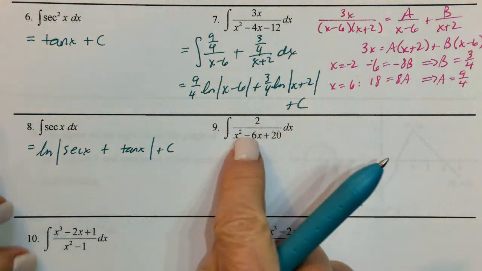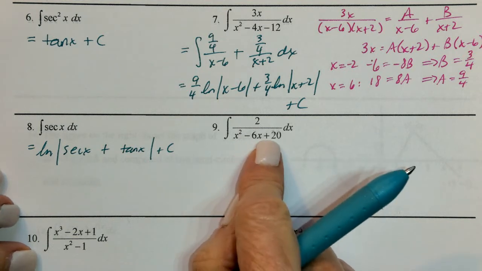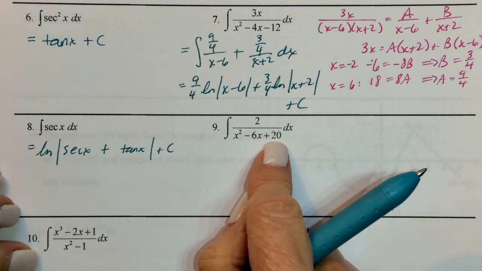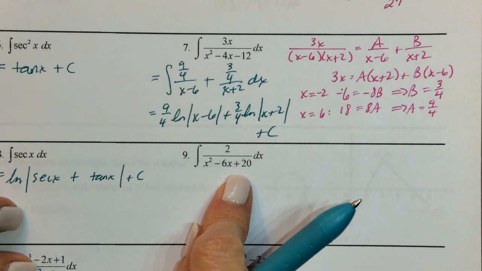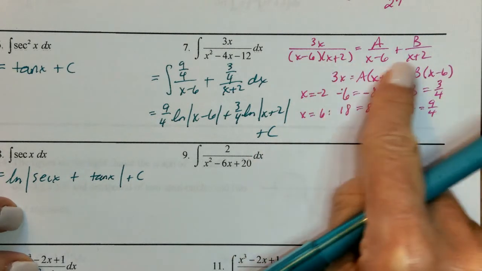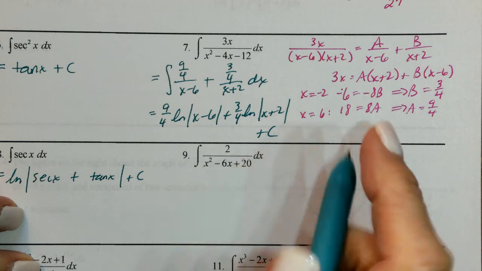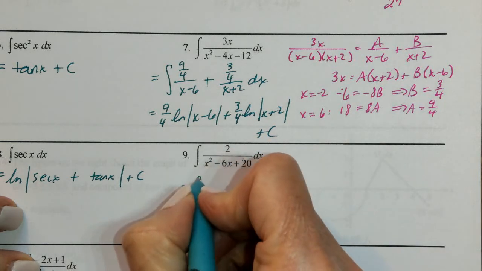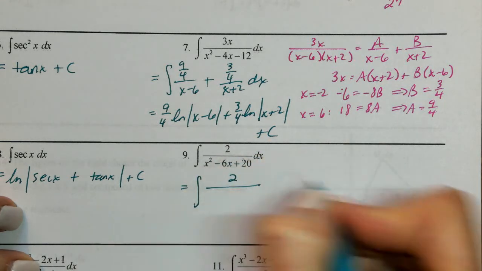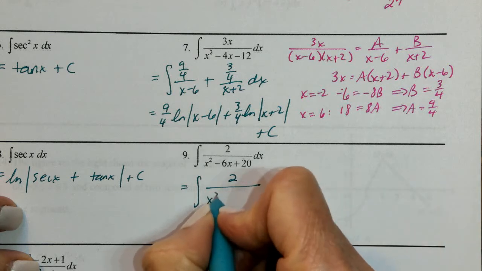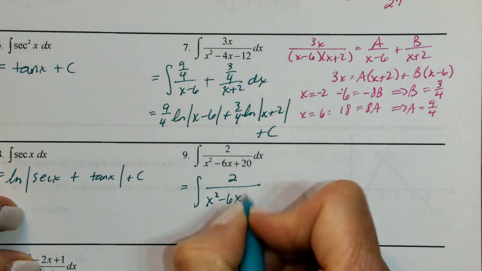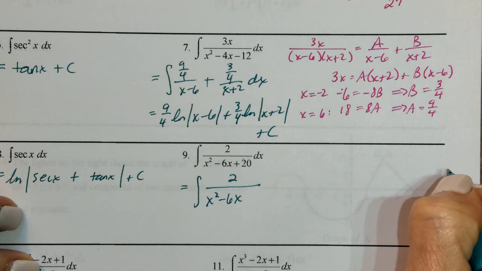Number 9, can we factor this denominator? Well, I look at it and I cannot factor it. If I cannot factor it, I'm not going to do partial fraction decomposition. Instead, I'm going to try to complete the square in the denominator. These were not bad. Completing these little squares are not bad. In fact, I'd rather complete the square than do partial fraction decomposition.